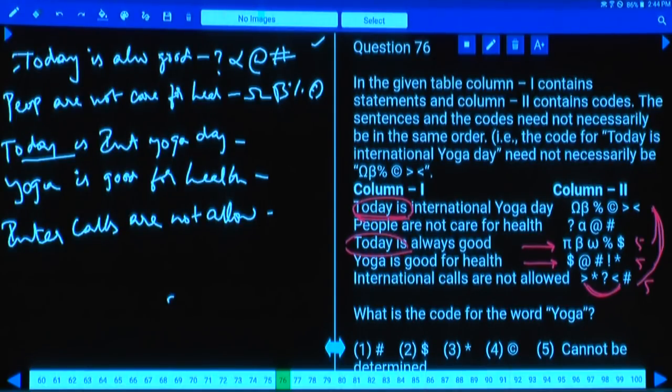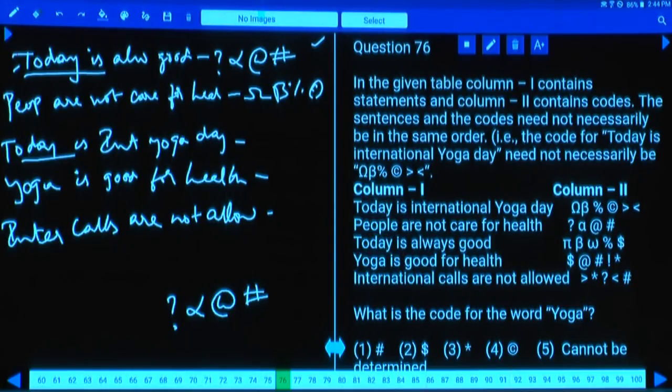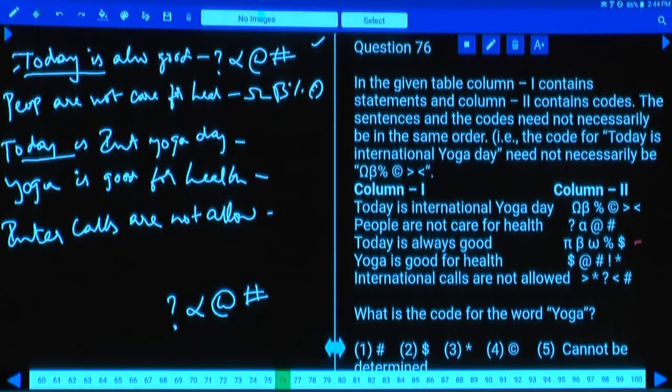Question mark, alpha, at the rate of and hash. This is the code for today is. Two symbols among these 4. And among these, now I should find out where I could find two codes among these 4 which are common. And in the 5, tell me where they are. Two elements which are common.